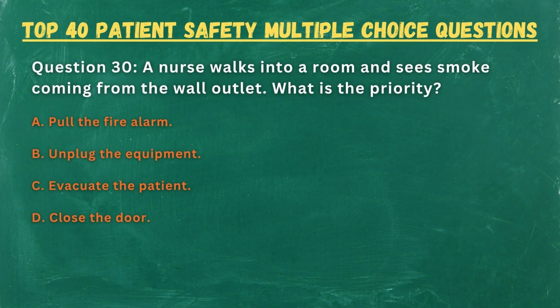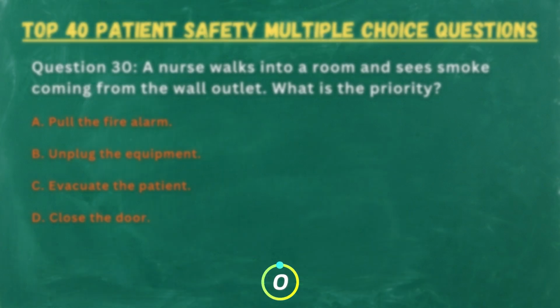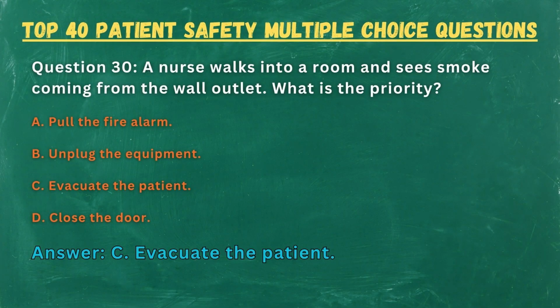Question 30. A nurse walks into a room and sees smoke coming from a wall outlet. What is the priority? A. Pull the fire alarm. B. Unplug the equipment. C. Evacuate the patient. D. Close the door. Answer: C. Evacuate the patient.